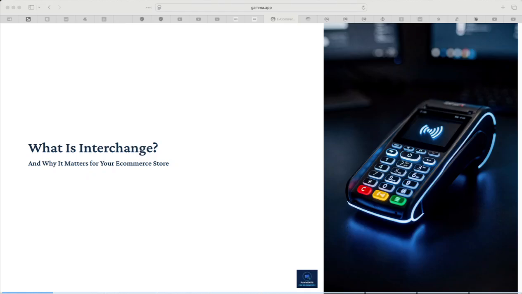Hi, everyone. Most business owners who accept credit cards have seen the word interchange on their processing statement at some point, and almost none of them know what it actually means. Today, we're going to fix that because understanding interchange is the single most important thing you can do to evaluate whether you are getting a fair share on your processing costs.